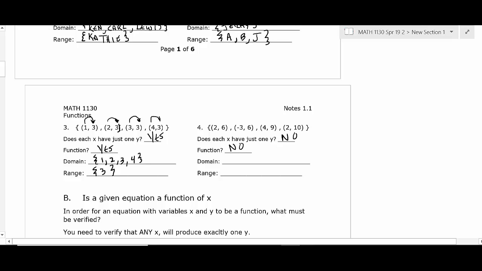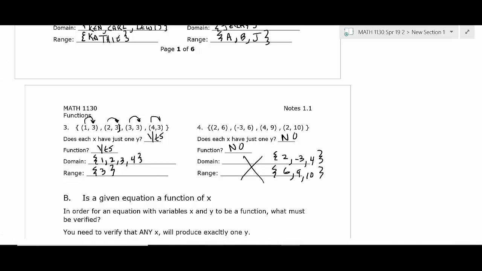It's not a function. Now, really on this, you don't have to put the domain and range because if it's not a function, we're mainly concerned about what the domain and range is when it's a function. But it's not wrong to do that, but the domain would just be 2, -3, 4. It doesn't matter what order you put those in. Then the range would be 6, 9, 10, like that. All right, so that's it.